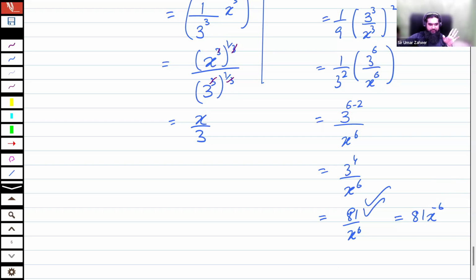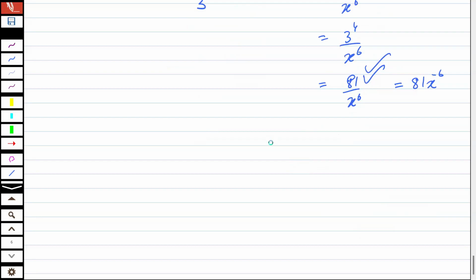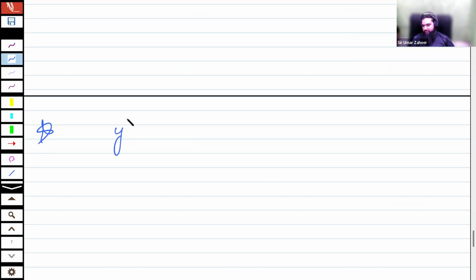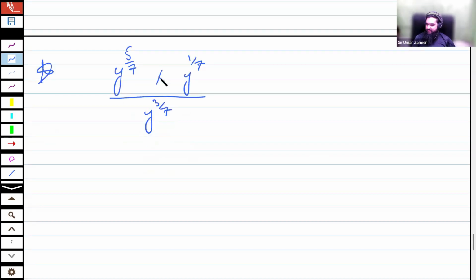Yes. Any other question? No, sir. Okay. There is one more question. For example, you have y raised to power 5 by 7 multiplied by y raised to power 1 by 7 divided by y raised to power 3 by 7. Look here, we have multiplication and division with the same base. The values that are multiplying, we add the powers, and the value that is dividing, we subtract the powers. So 5 by 7 plus 1 by 7 because they are multiplying, and we subtract the power because it is dividing. So 5 plus 1 is 6, 6 minus 3 will be 3 over 7.